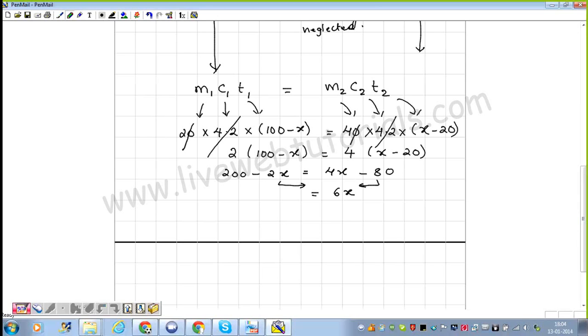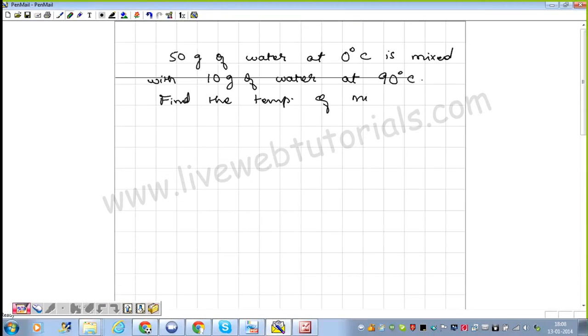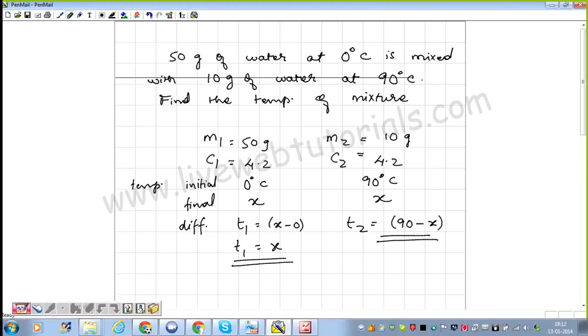Bring this minus 80 to the left hand side. So it's going to become 200 plus 80. That'll become 280. x is equal to 280 divided by 6, that's 46.67. We'll round it up to the second digit. Just work this sum on your own. Okay, x, that is the final temperature of the mixture, is 15 degrees Celsius.